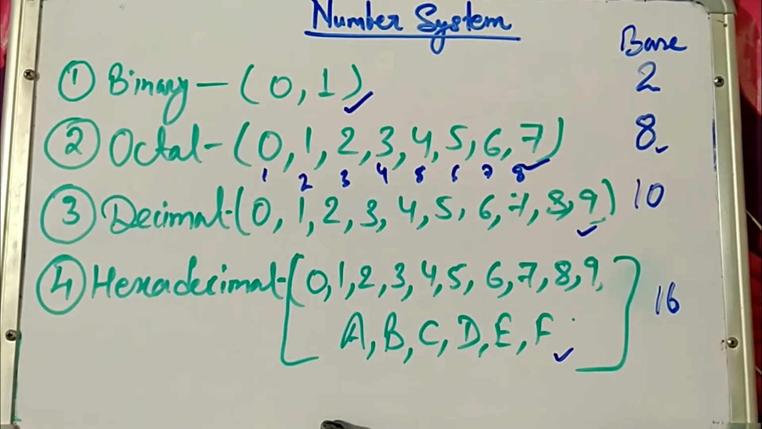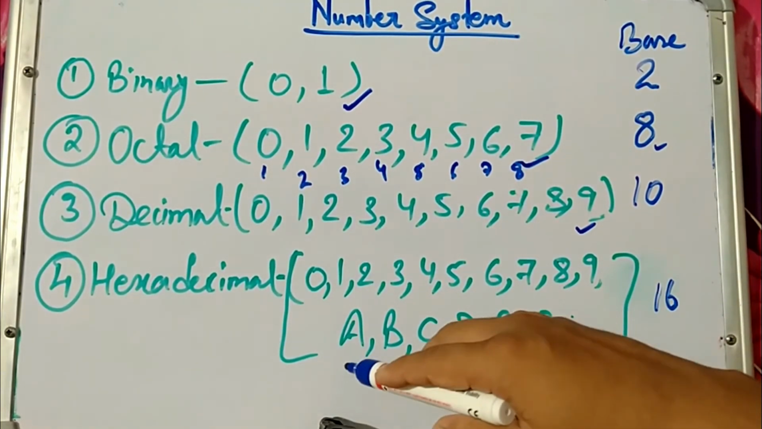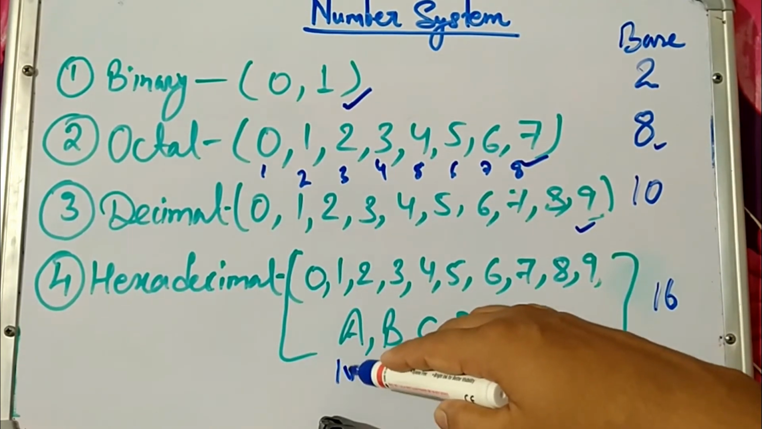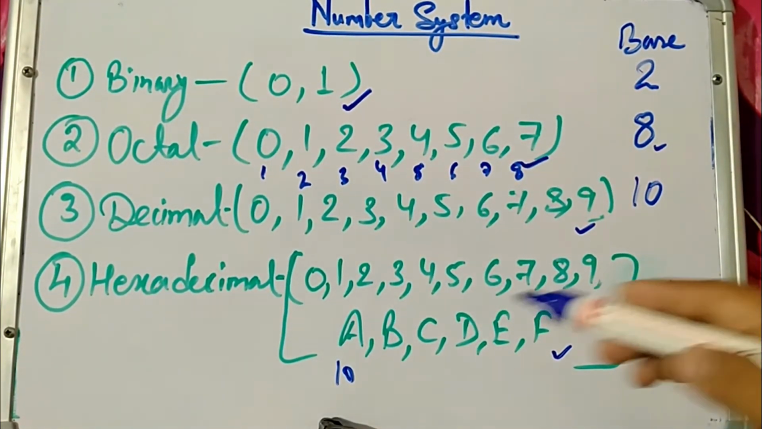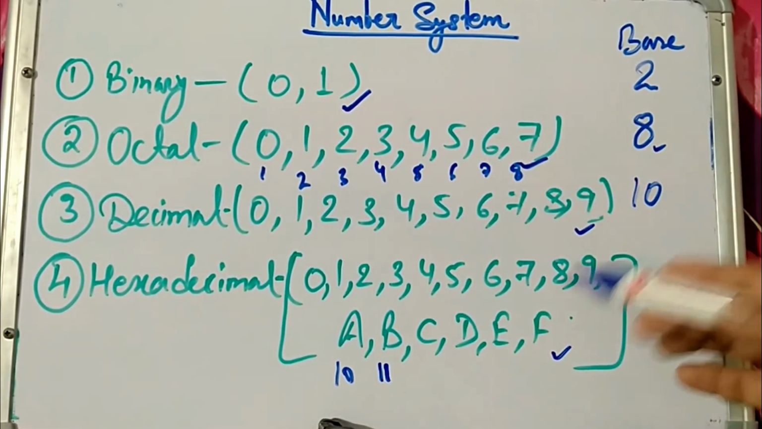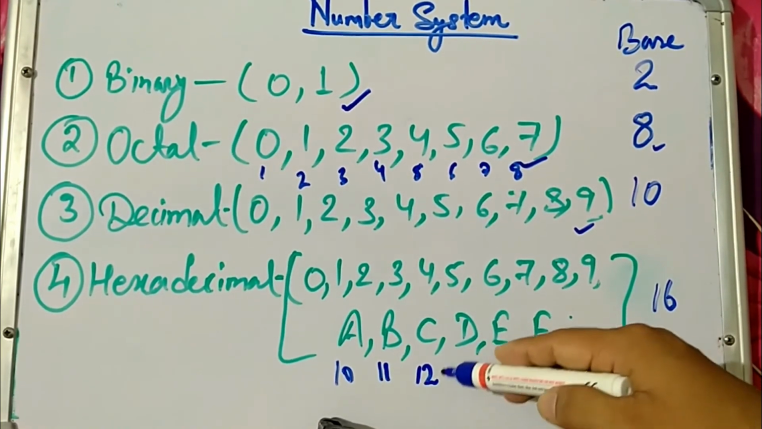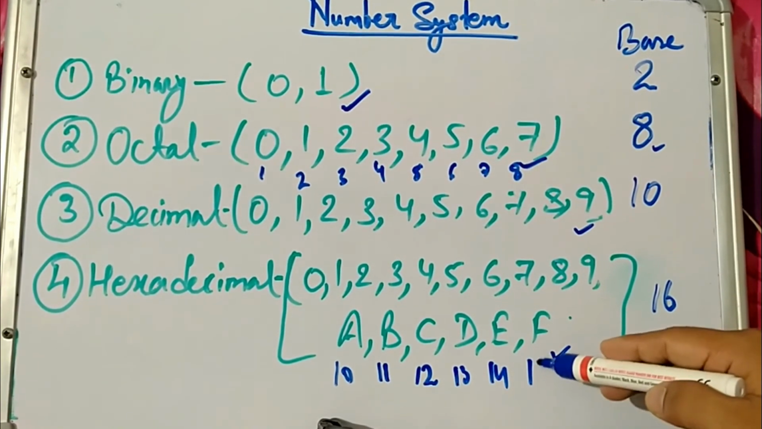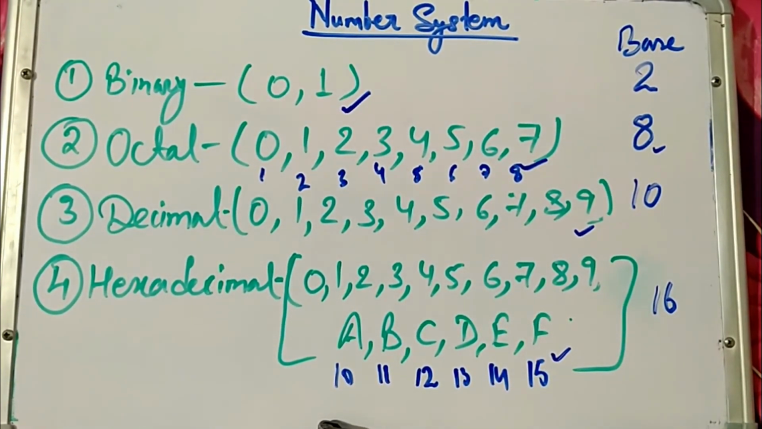One thing which is very important in the hexadecimal number system: if you get the number 10, it represents A. If you get 11, it represents B. If you have 12, it represents C, and similarly 13, 14 and 15. I think this is clear to you. When we do the conversion of these number systems, I will tell you what these are.